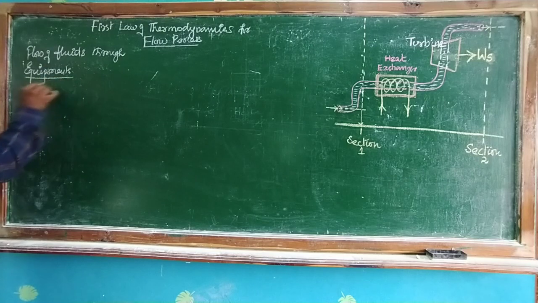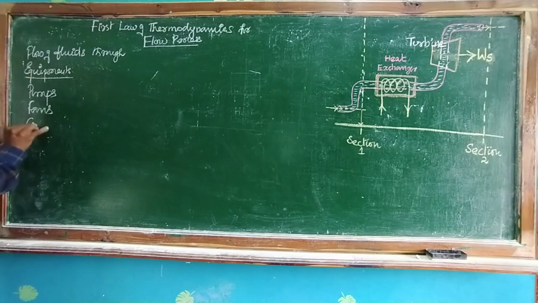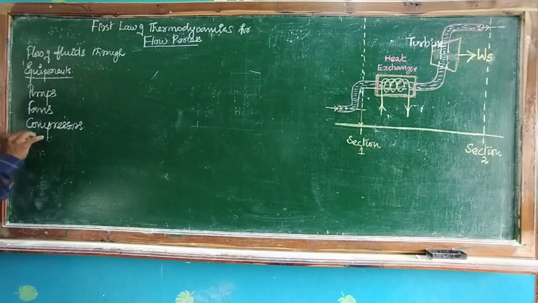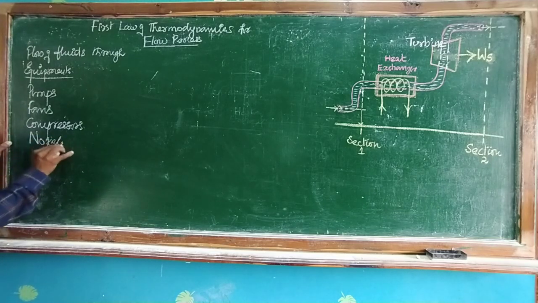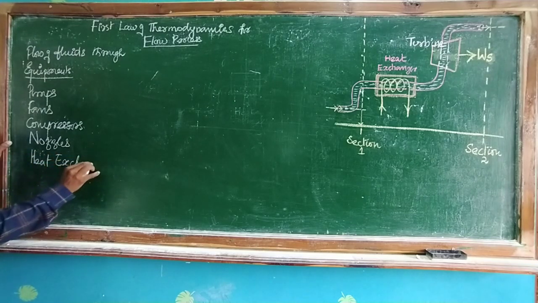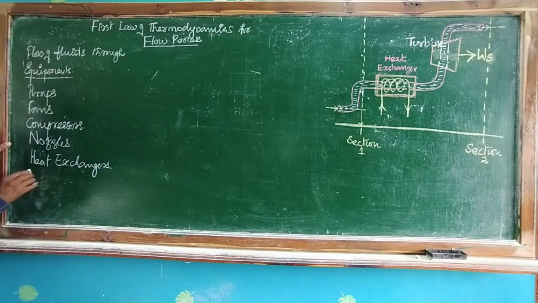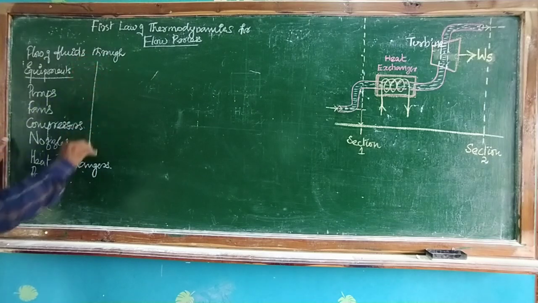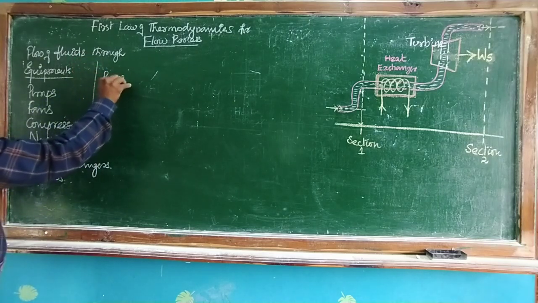In process industries, pumps, fans, compressors, nozzles, heat exchangers, reactors, ejectors and diffusers play an important role. Hence, flow of fluids through equipments plays an important role in process industries.